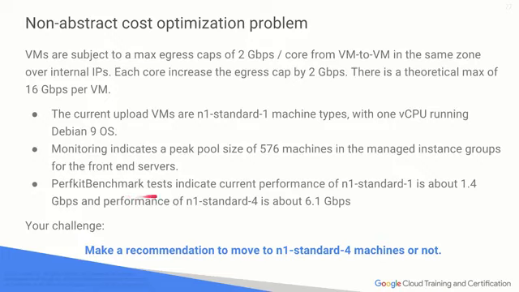Our PerfKit benchmarker indicates that current performance of an N1 Standard 1 comes in at 1.4 gigabits per second, while an N1 Standard 4 is 6.1. So right there you can see there's some network efficiency being driven by upgrading to 4 CPUs. In fact, we may not want to stop there. We may want to try the entire spectrum. But here's the process. We basically want to make a recommendation, should we move to higher core CPUs? Now from a network standpoint, that sounds good, but we may or may not be utilizing it.